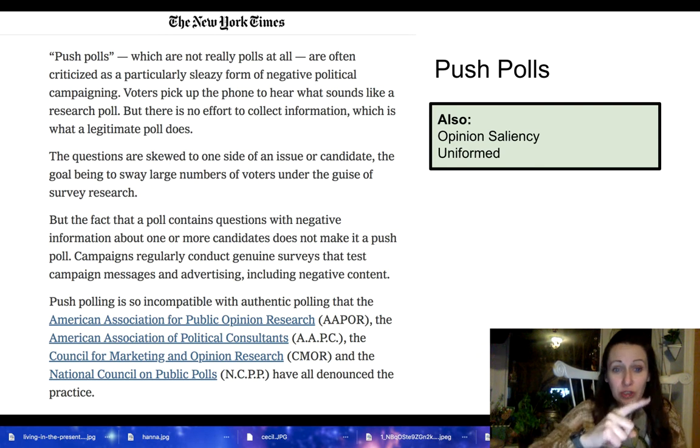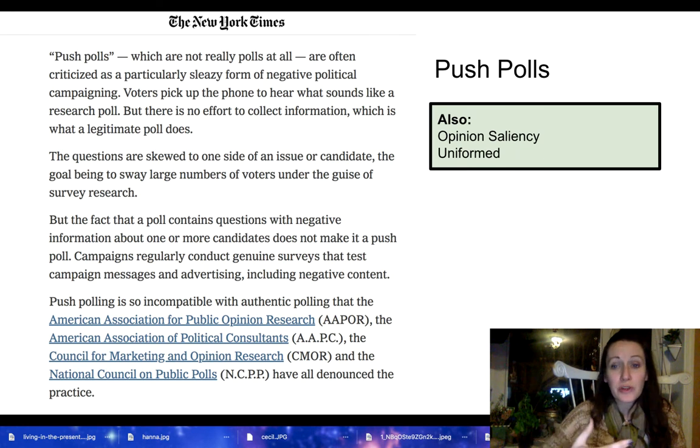The questions are skewed to one side of an issue or candidate, the goal being to sway large numbers of voters under the guise of survey research. But the fact that a poll contains questions with negative information about one or more candidates does not make it a push poll, right? Campaigns regularly conduct genuine surveys that test campaign messages and advertising. So it's to sort of gather their own information for a campaign on how they should do this. And it shows you how all these different groups have actually denounced push polls.